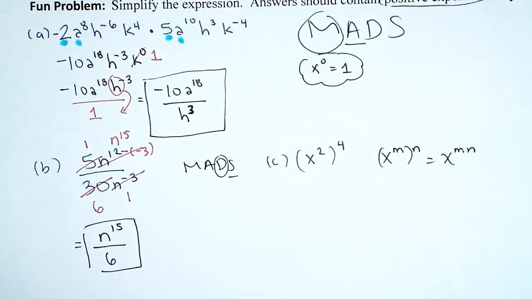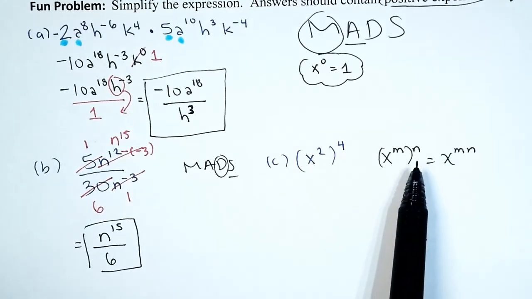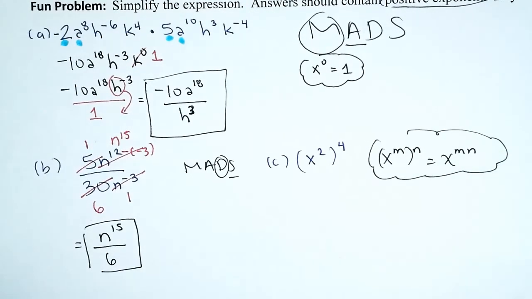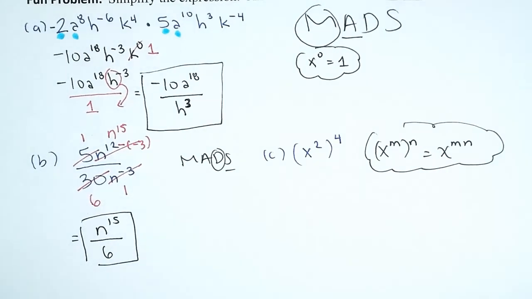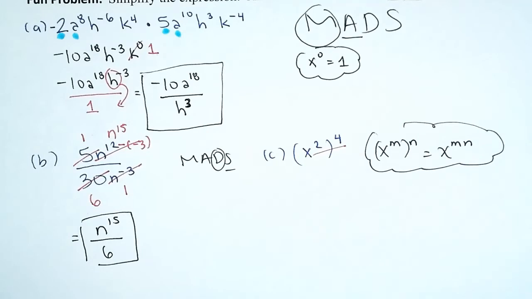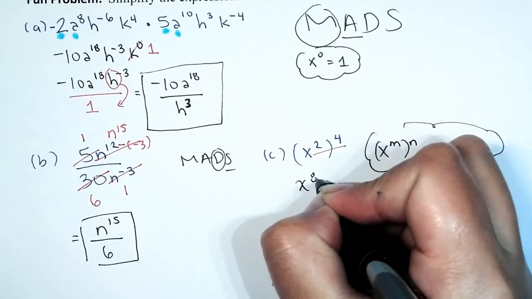So the power rule: if you're raising powers, you're going to keep the base and multiply the exponents. X squared raised to the 4th power. How are we going to handle it? Power rule. Keep the base and multiply the exponents. So that will give us x to the 8th power.